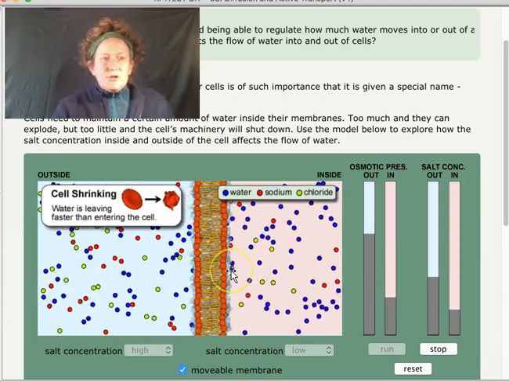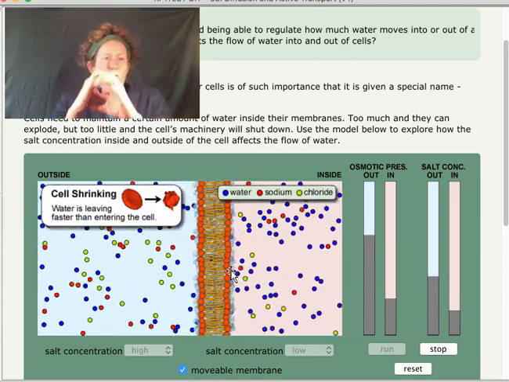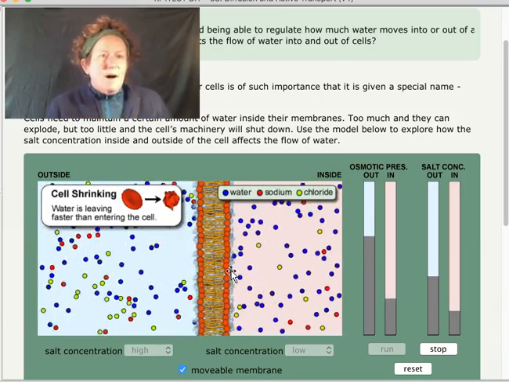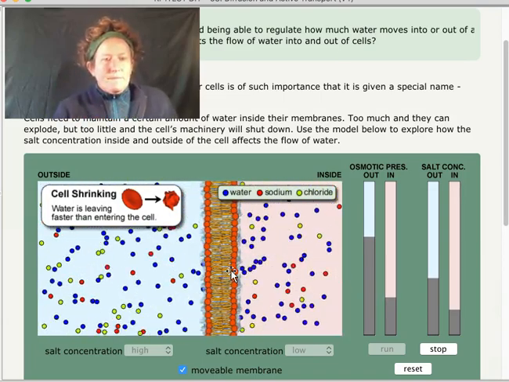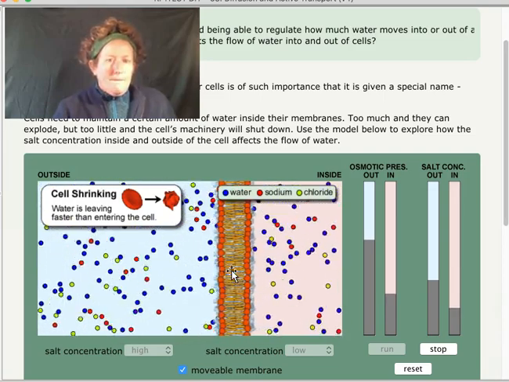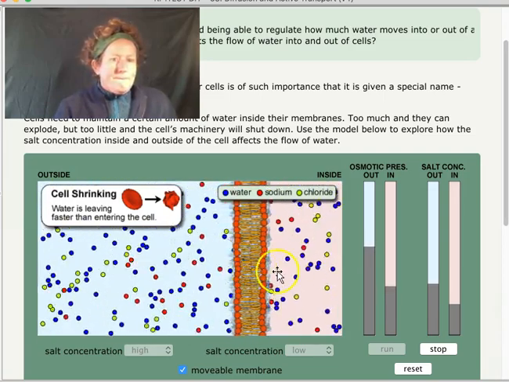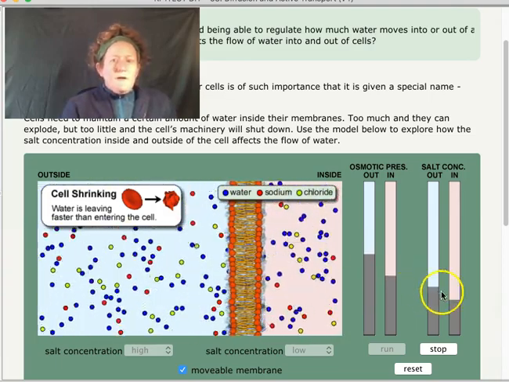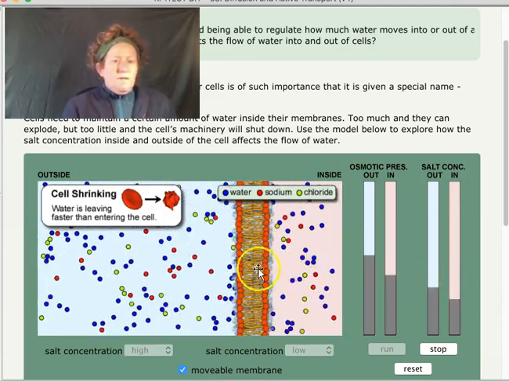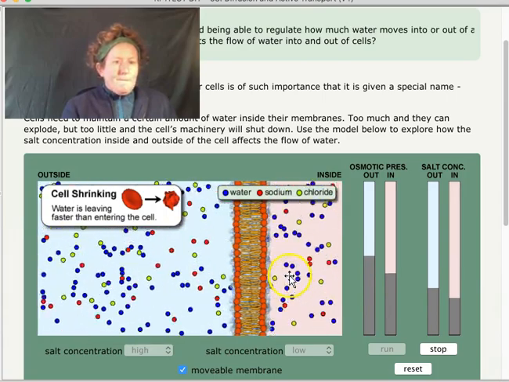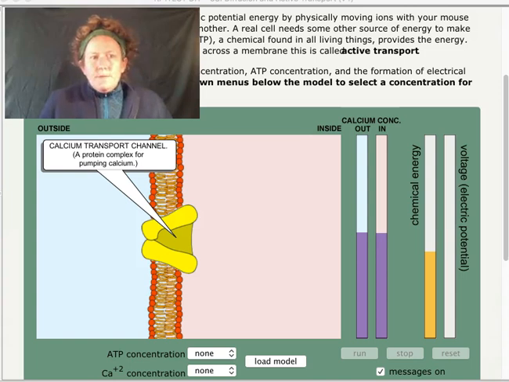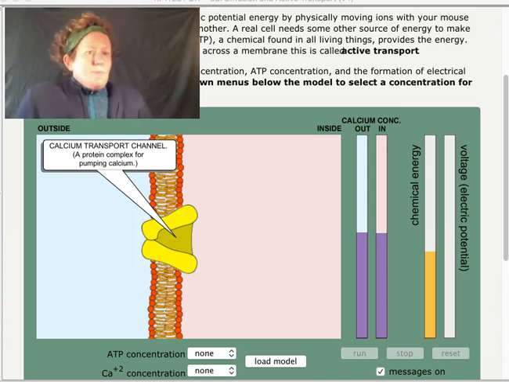If the cell is shrinking, why do you think it's shrinking? Where's the water going if the cell's getting smaller? The salt concentration you can see is starting to even out here. So we talked about osmosis and osmotic pressure.